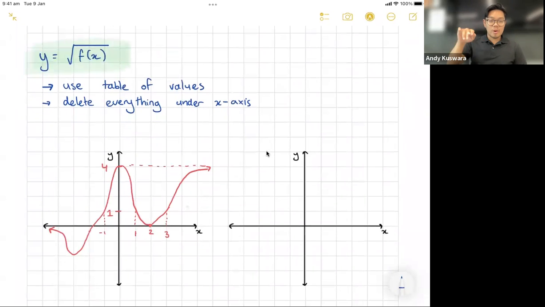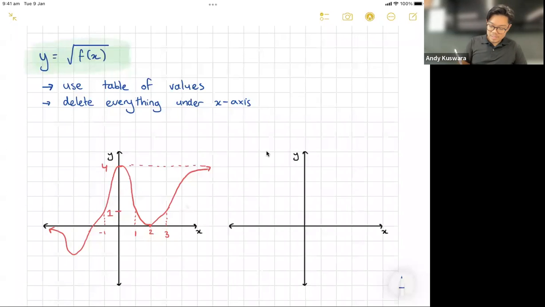So we've got y equals the square root of a function. Now, what we do here is, your best bet is to use some sort of table of values. That's the first thing here, because we want to take the square root of everything. Also, it makes sense that if we have anything negative under the square root, put that in the calculator, square root of -1, you're going to get a math error. So anything under the x-axis, we delete. Everything on top is still going to work.